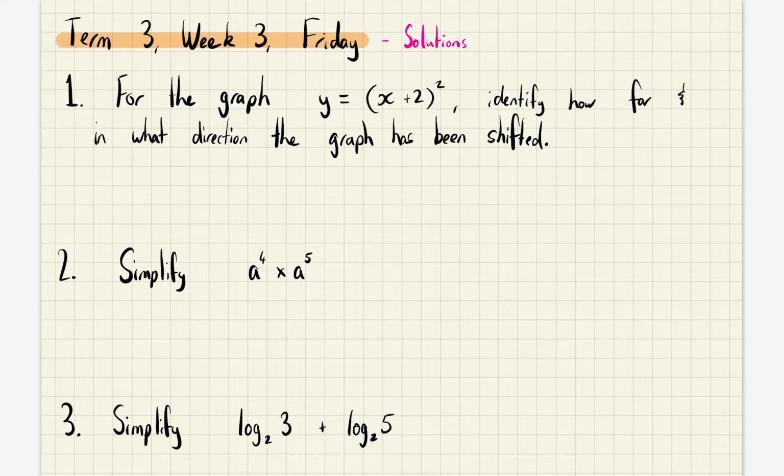So these are the solutions for the 5 questions from week 3, term 3, Friday. For the graph y equals (x plus 2) all squared, identify how far and in what direction the graph has been shifted. From last lesson, this number here tells us how far something shifted, and the sign tells us the direction. The sign in this case is positive, which normally means right, but for this it means left. So this graph is moved 2 units to the left.